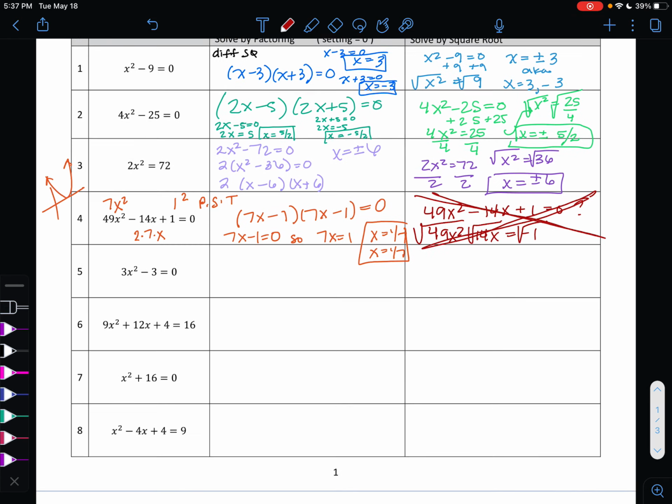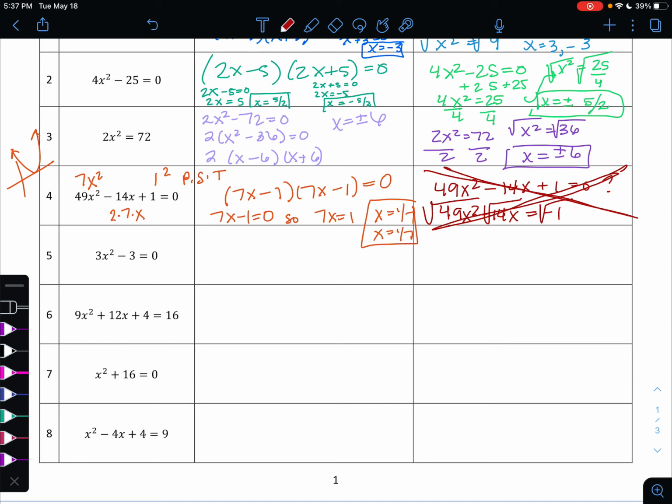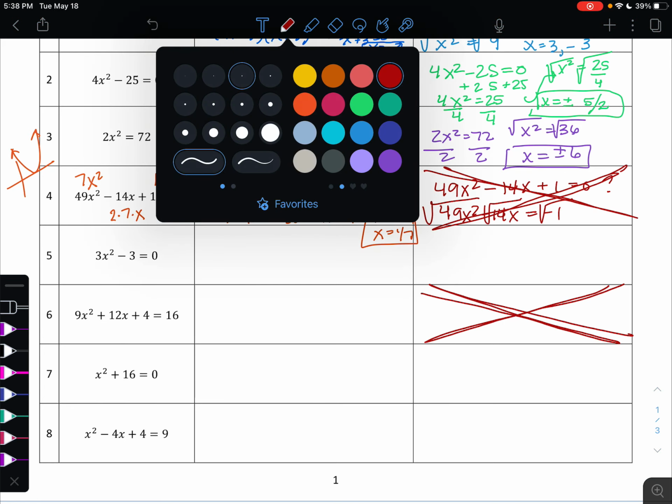As I'm looking through here, there might be some that try to trick me, but I can already see that this one I am not gonna square root because I have too many. I've got a middle term with that x, and it is not gonna work out for me to square root that. So just be aware that not everything works perfectly.